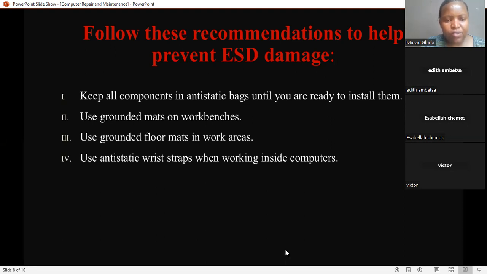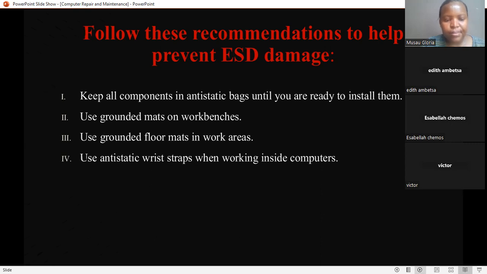The next thing, you can use grounded floor mats in work areas, so that the ESD cannot damage your components. And then lastly, you can use anti-static wrist straps when working inside computers. So remember, you need to have screwdrivers to open inside the CPU. So you can wear a wrist strap that will prevent the damage of electrostatic discharge.